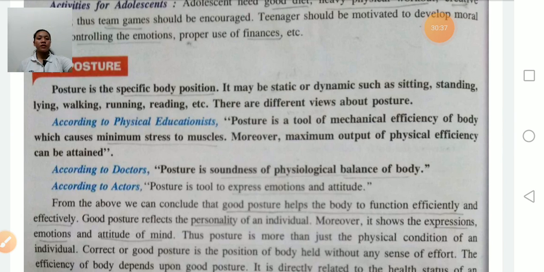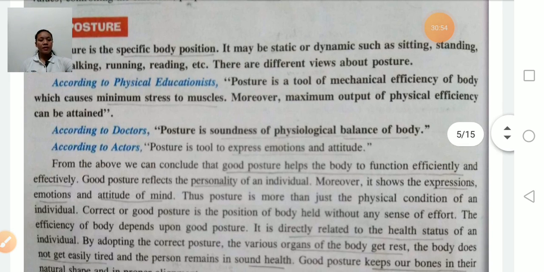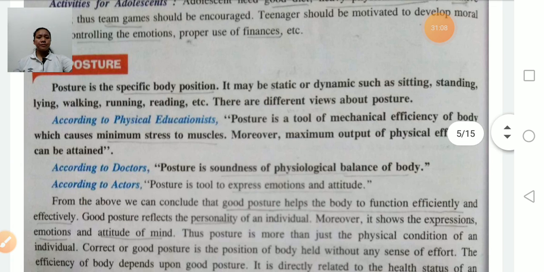Posture is the position of a body. Good posture means when the body segments are balanced, in a position that offers least strain, without pain, and with maximum support. And according to physical education doctors and experts, they have different views about posture.